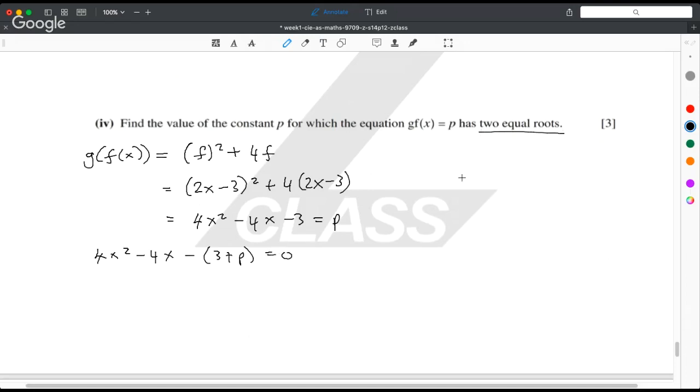So when does a quadratic have two equal roots? Well, it happens when the discriminant delta is equal to 0. So this is equal to b squared minus 4 times a times c. And if you work this all out, you get that p is equal to minus 4.